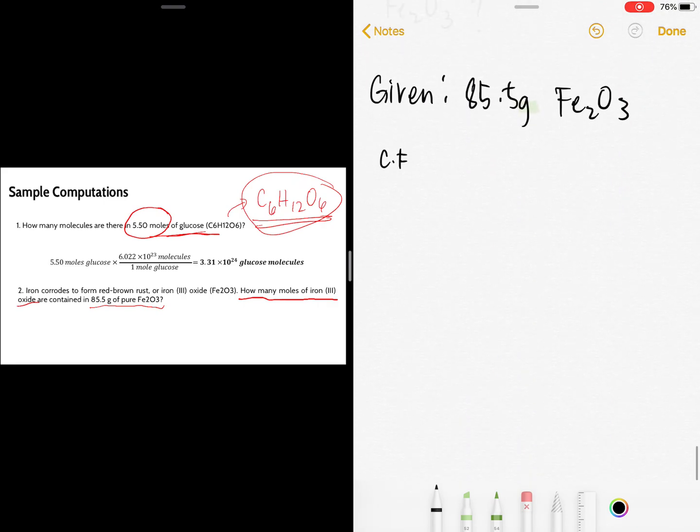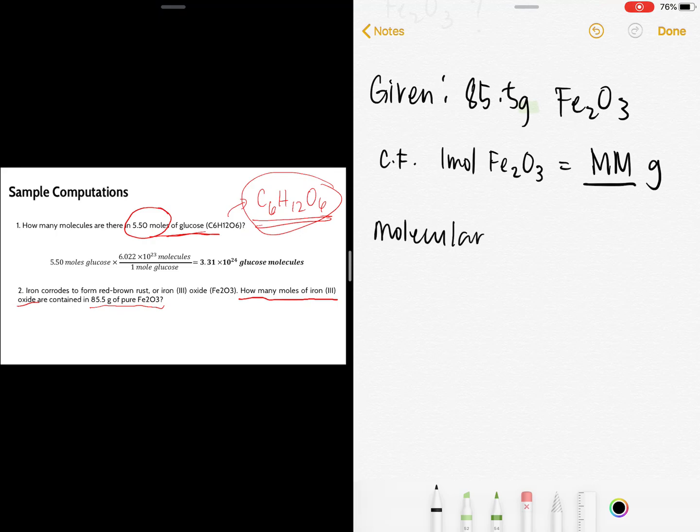So, balikan natin. So, the conversion factor is 1 mole of ferric oxide or iron 3 oxide is equal to its molecular mass in grams. But how do you get the molecular mass? Okay. You need the molecular mass here. How do you get the molecular mass? O review. How do we get the molecular mass? In the previous video, I gave you 4 easy steps.